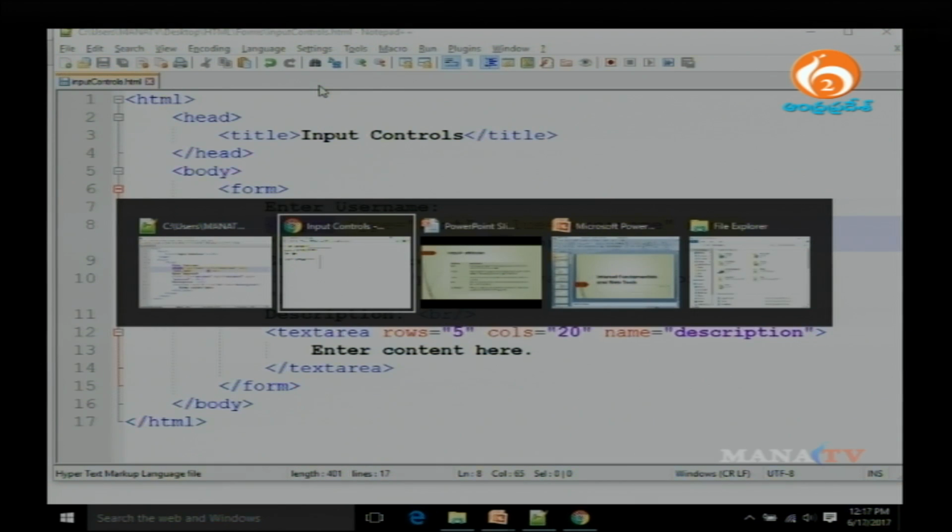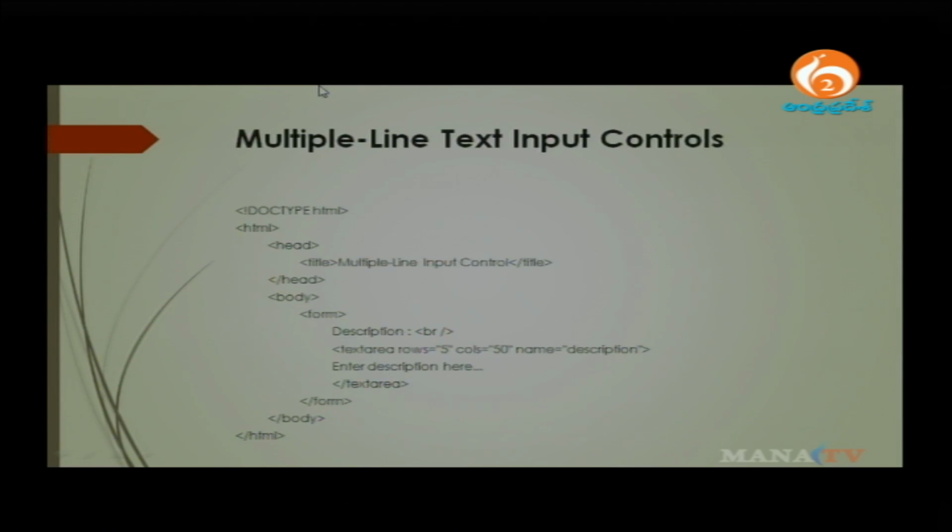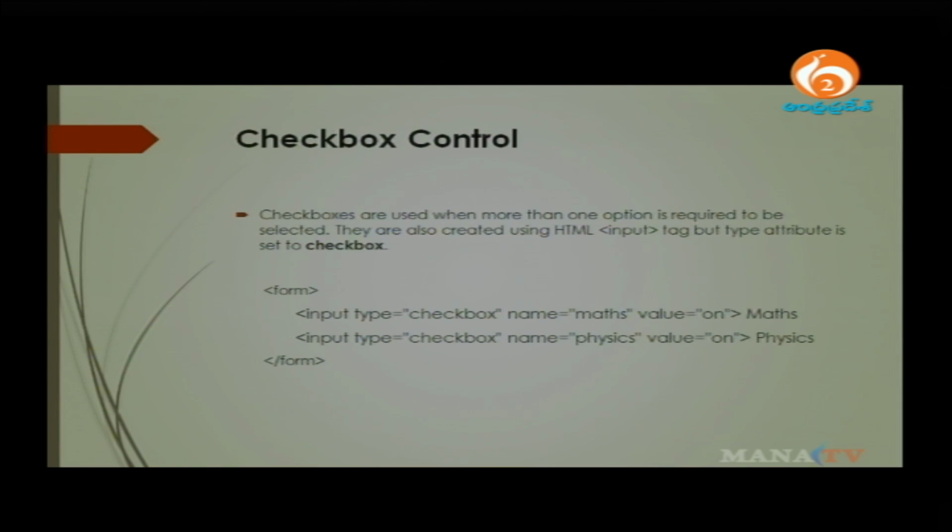Okay. And then the next point we are going to see is the checkbox control. So, how to use the checkbox control? Checkboxes are used when more than one option is required to be selected. They are also created using the HTML input tag, but the type attribute is set to checkbox. Checkboxes are used when there are multiple options and we need to choose one or more of them, like the preferred location to join.